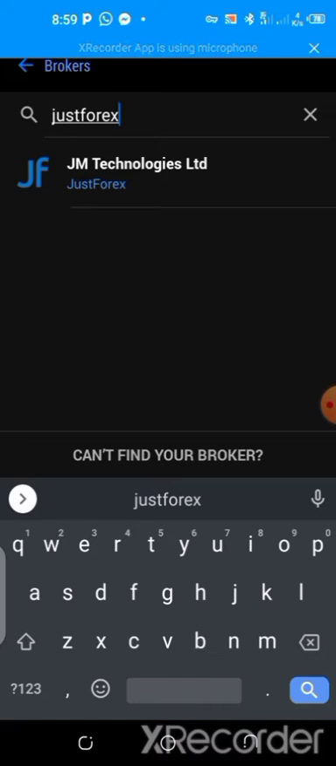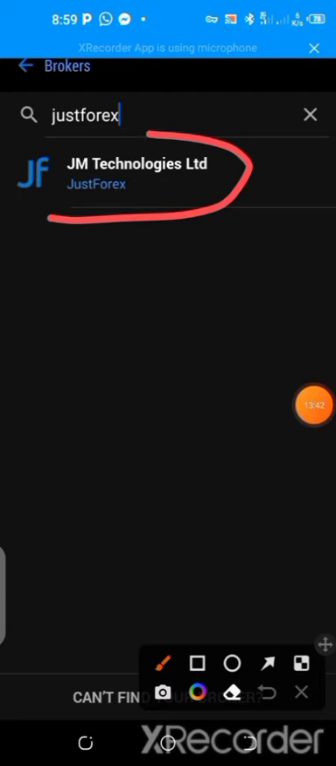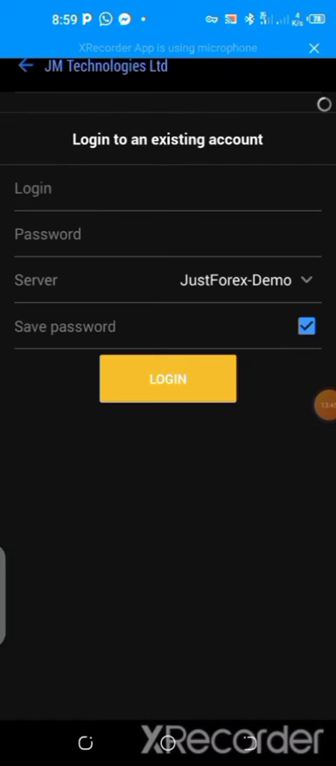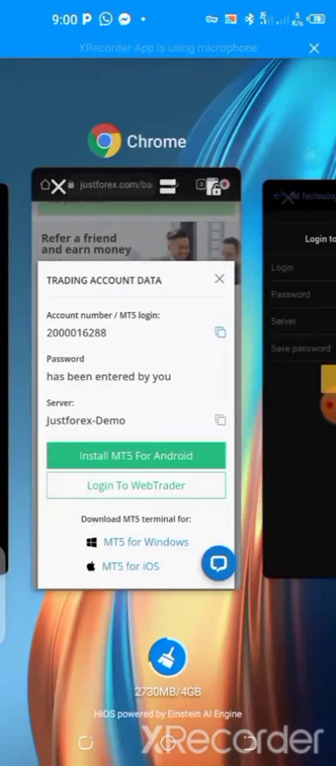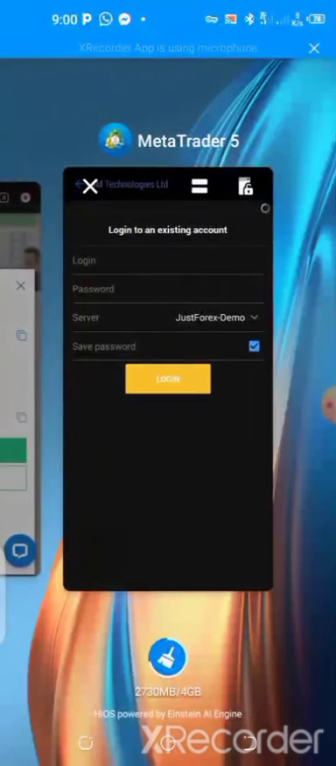Tap on the Just Forex. You tap here. This is Just Forex. You tap there. Tap. Bam. You enter. As you enter, you see login, password, server. Okay, this login is the one that they give us here. You see now, they say MT5 login. So we're entering the MT5 app.